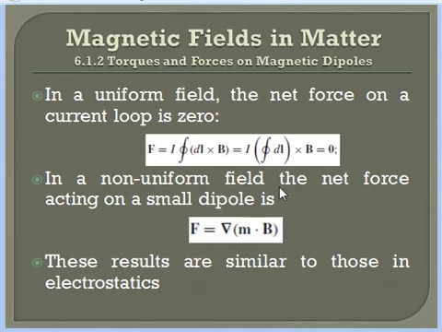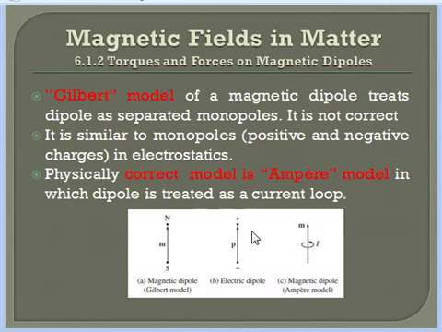But in a non-uniform magnetic field, the force acting on the dipole is F is equal to del of M dot B. And remember, these results are similar to those in electrostatics. So we can say in a uniform magnetic field, a magnetic dipole has a torque M cross B and the force is equal to zero. In a non-uniform magnetic field, a small magnetic dipole has a torque M cross B and a force del of M dot B. Now at last, we can compare the dipole moment models.